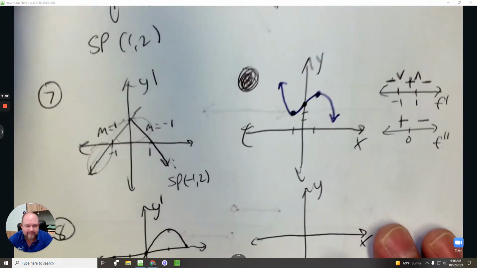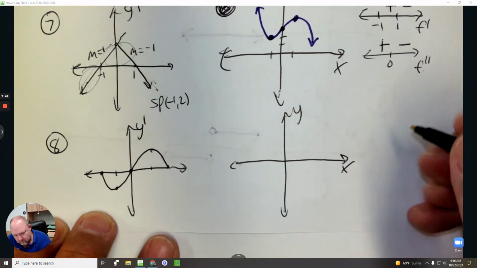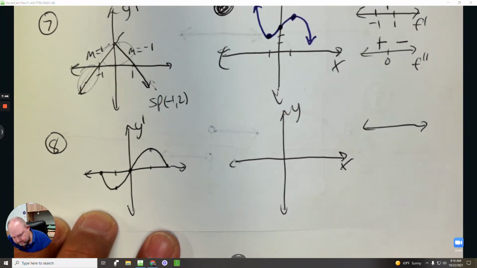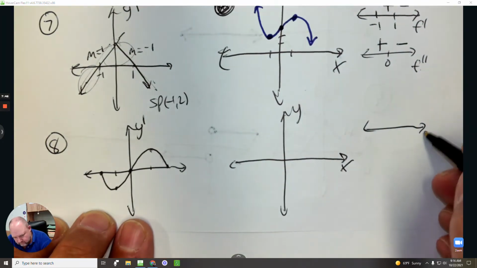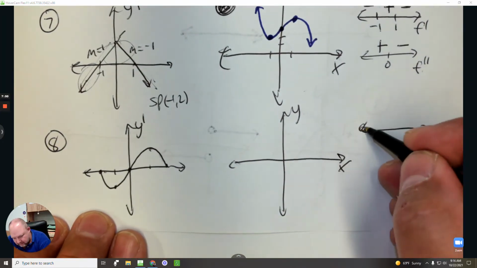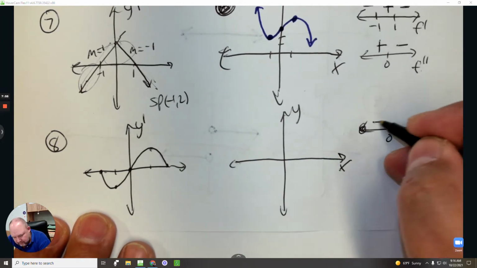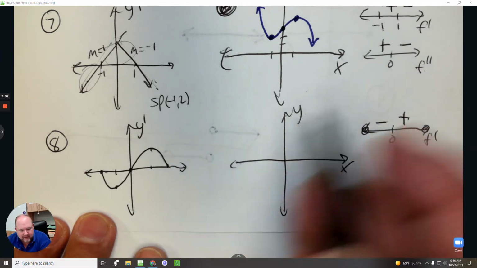Number 8. I'm going to draw 2 number lines. So how do I look? What do I look for here? So there are endpoints here. So I'm going to make sure they're ends. So really just 0 in the middle. It goes below, and then it's above.